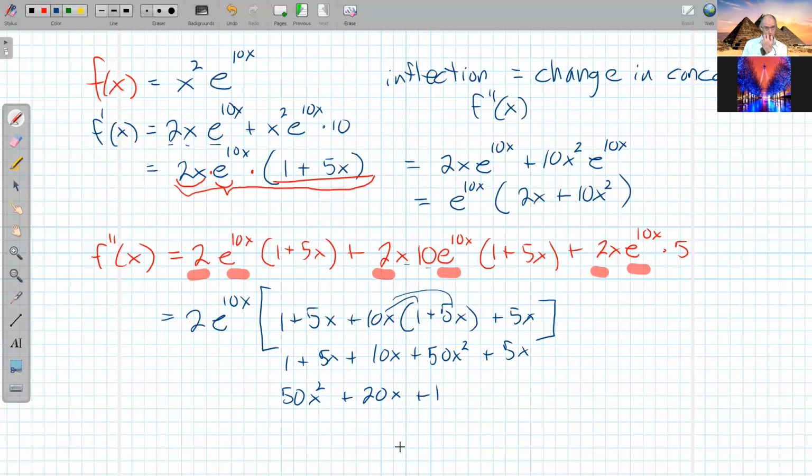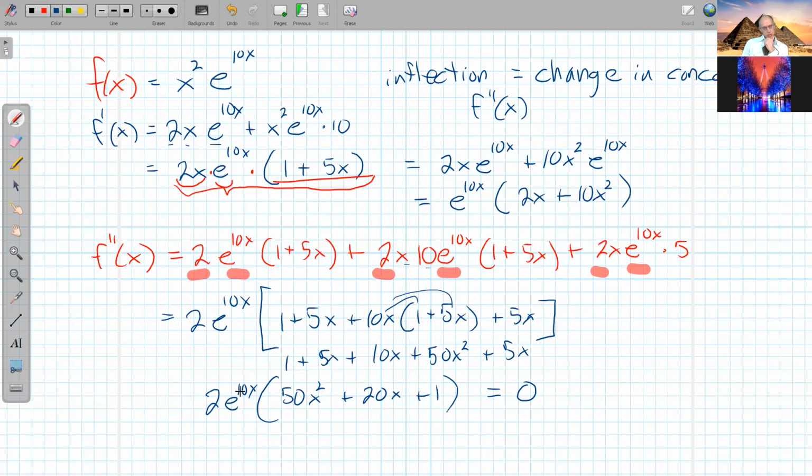Did I do that correctly? That part looks good. Yeah, I think I'm okay, unless anyone sees anything weird. No chat, so hopefully we're on the right page here. All right, so then we can't forget that we have a 2 e to the 10x out front. And I think we're ready to set this equal to 0.